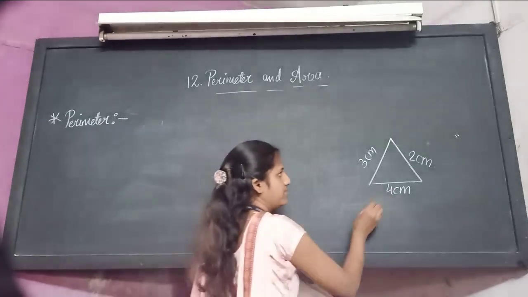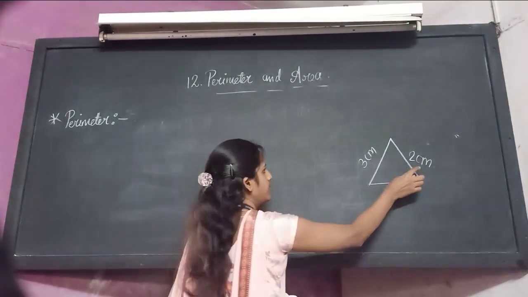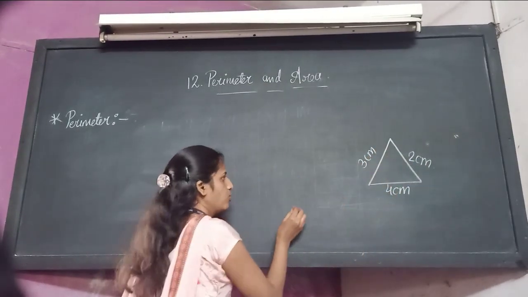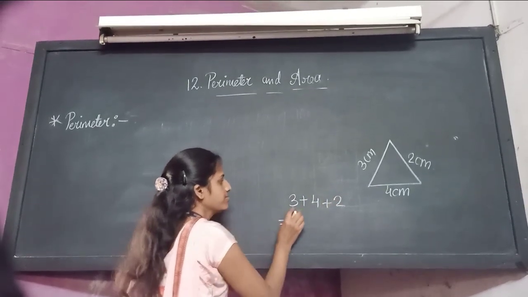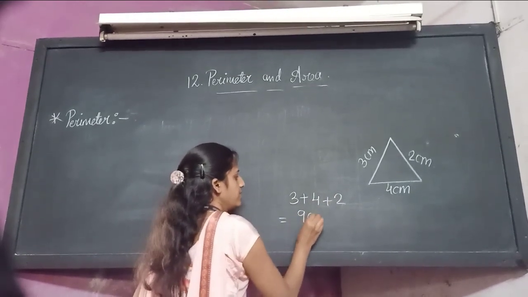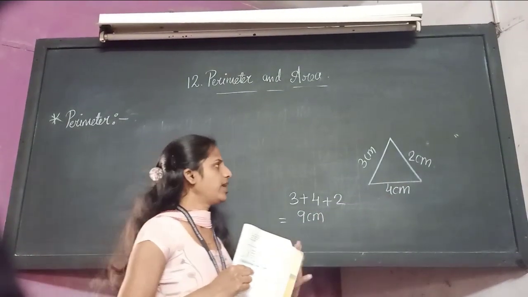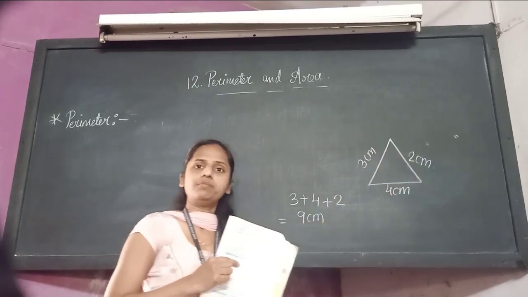Here I have taken one triangle. The sides of this triangle are given, that is 3 cm, 4 cm and 2 cm. If I add all the sides of this triangle, what will we get? 3 plus 4 plus 2, that will be 9. That means the perimeter of this triangle is 9 cm. So what we have concluded is that after adding all sides we will get the perimeter.